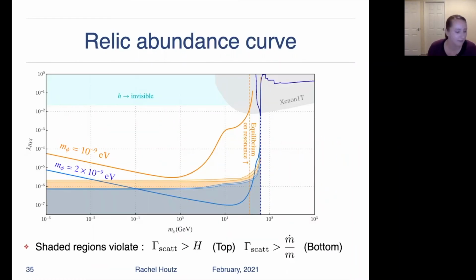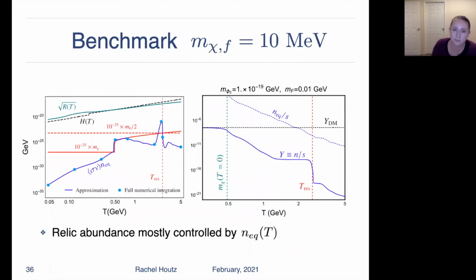And so maybe it's interesting to see a few more benchmarks, right? I already showed you the 10 MeV benchmark in a previous slide, but I'll quickly show it again just to say that the relic abundance here is mostly controlled by the behavior of the equilibrium number density of the dark matter as its mass changes.